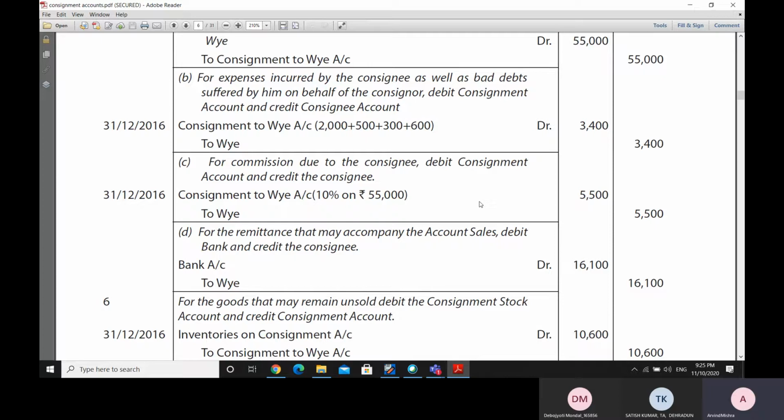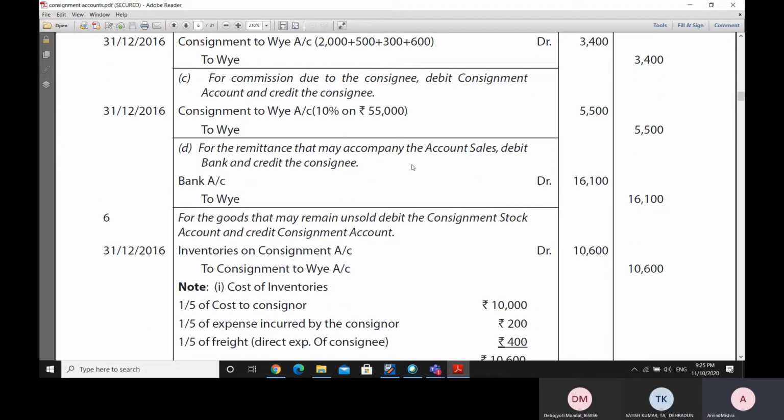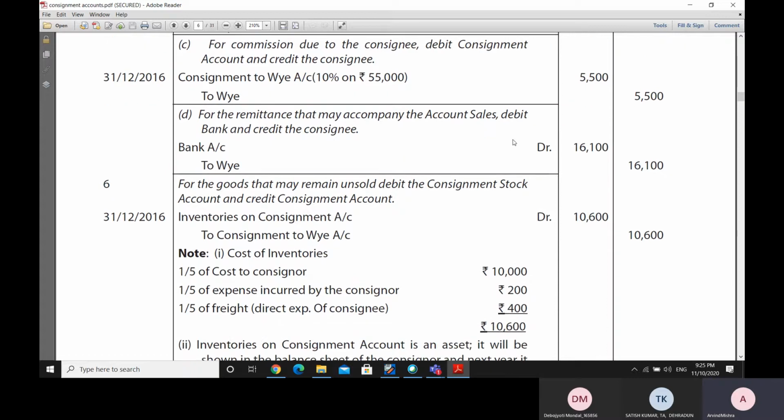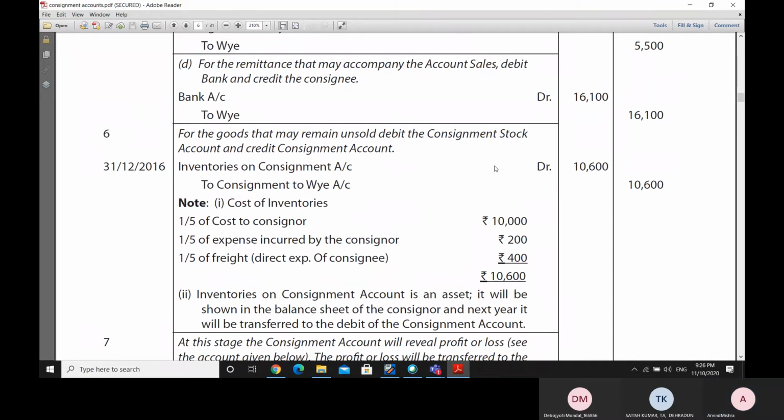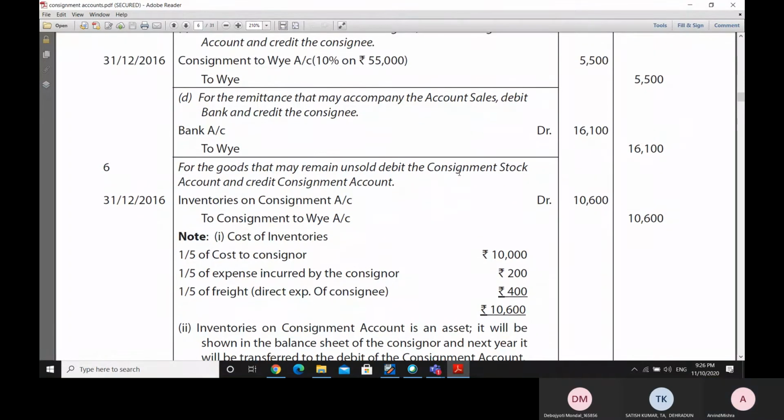Thereafter, commission is being paid here by debiting the consignment account and crediting Y with it, and then we are sending the remittance of the money which is due to be paid of 16,100, and therefore debiting the bank account with that amount. The calculation of this amount, of course, we'll just come to that, but here we can see the amount which remains unsold.